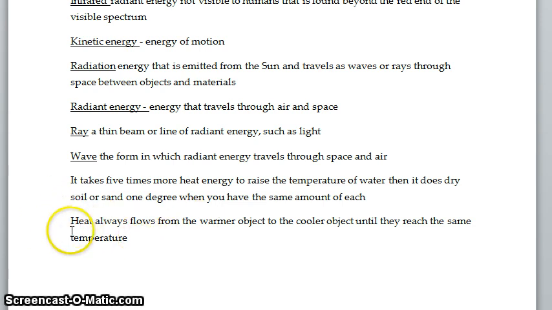The other thing here, and this is an important one: heat is always going to flow from the warmer object to the colder object until they reach the same temperature. That's a very, very important one to remember. And again, once they reach the same temperature, then heat is no longer going to transfer.